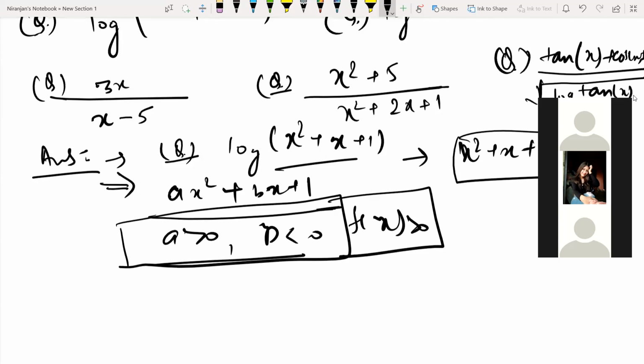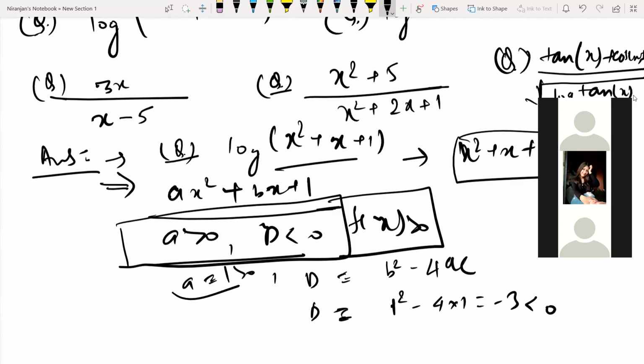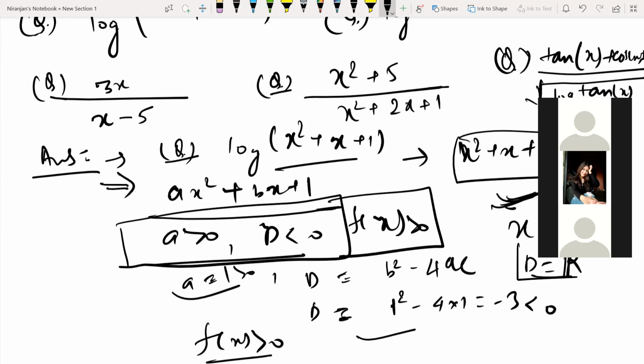So look at this. Your a is 1, which is positive. What is your D? Calculate D. The formula is D equals b squared minus 4ac. What is your b? b is 1. 1 squared minus 4 into 1 is minus 3. This is negative. If a is positive and D is negative, then f(x) is going to be positive. So this is always going to be positive, and since this is positive, I don't have to check anything. My x is defined on the real numbers, so my domain is the real numbers. This is my answer.